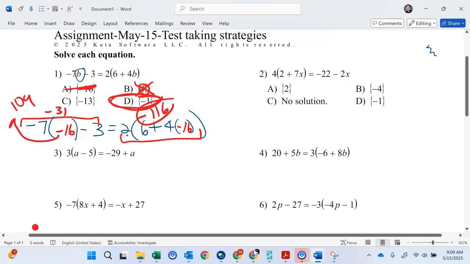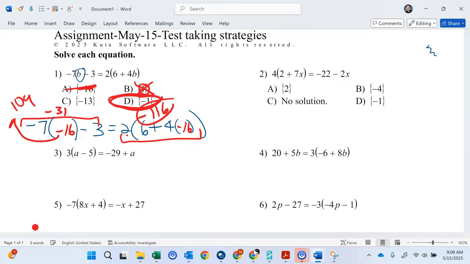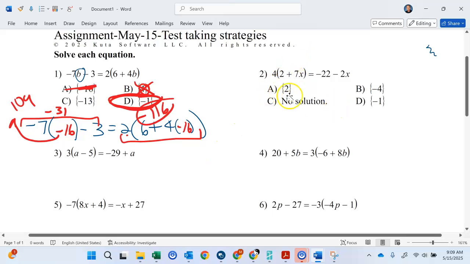Point is, I tried 3 choices and I finally found the last one, D, that worked. So the correct answer is that. So now you can try it here. By the way, if you get a problem like number 2, you see there's 3 choices. If you try all 3 and they don't work, then that would tell you that there's no solution, okay? There's no solution to the problem.